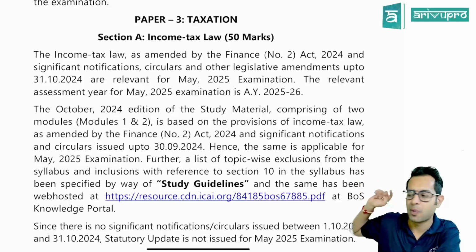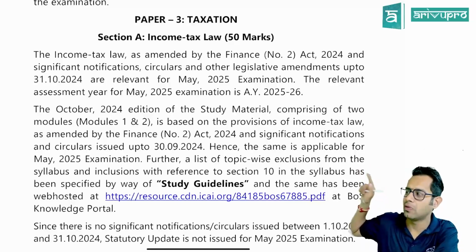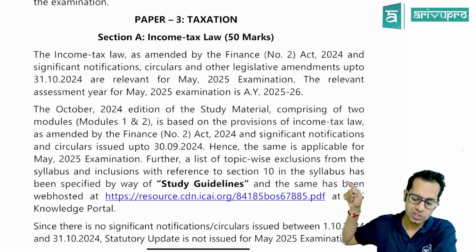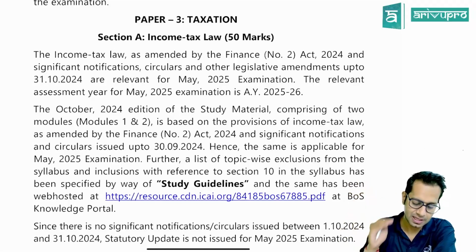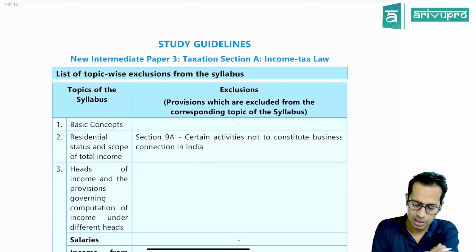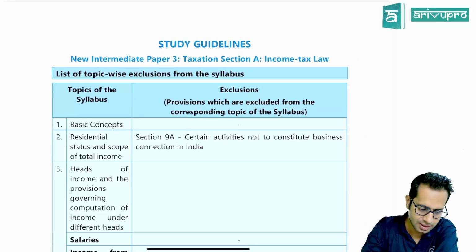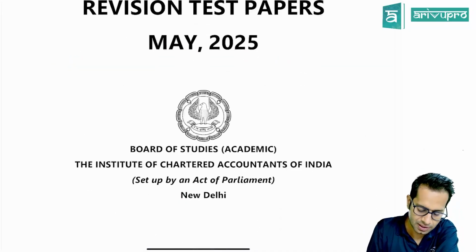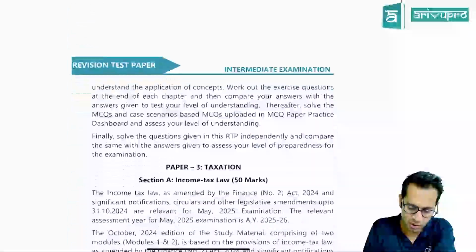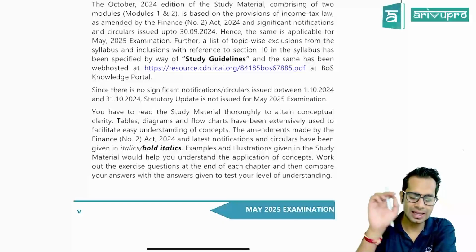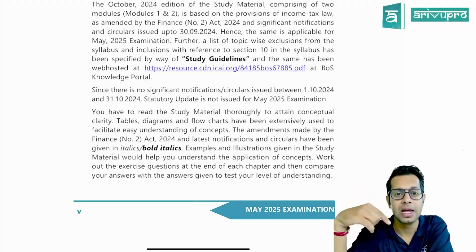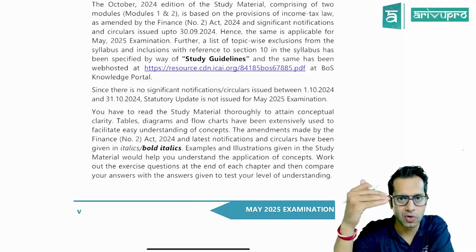They have given a point telling that a list of topic-wise exclusions from the syllabus and inclusions with reference to Section 10 in the syllabus has been specified in the study guidelines, and the same has been web hosted on this particular web page. So I just click that link, and that PDF got opened. What are they telling, sir? They have given us a few details of those things which are not going to be applicable for your examinations.